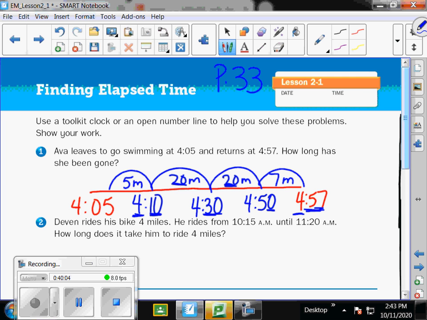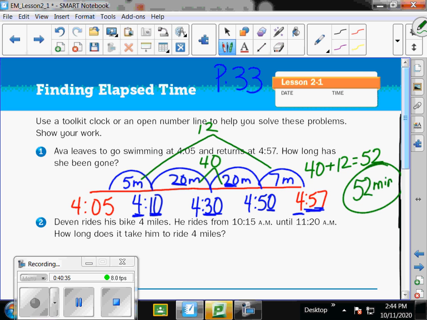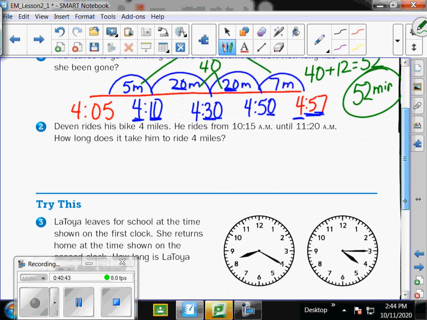Again, you may have jumped differently than me, but let's add it up and see if we got the same answer. So I'm going to add all these minutes up. Let's see, I'm going to add my 20 plus my 20 and get 40. I'm going to add my 5 and my 7 together and get 12. So now I got to add 40 plus 12 together and get 52. Okay, so if your answer was 52 minutes, then you got the correct answer. Again, if you jump differently, that's okay.